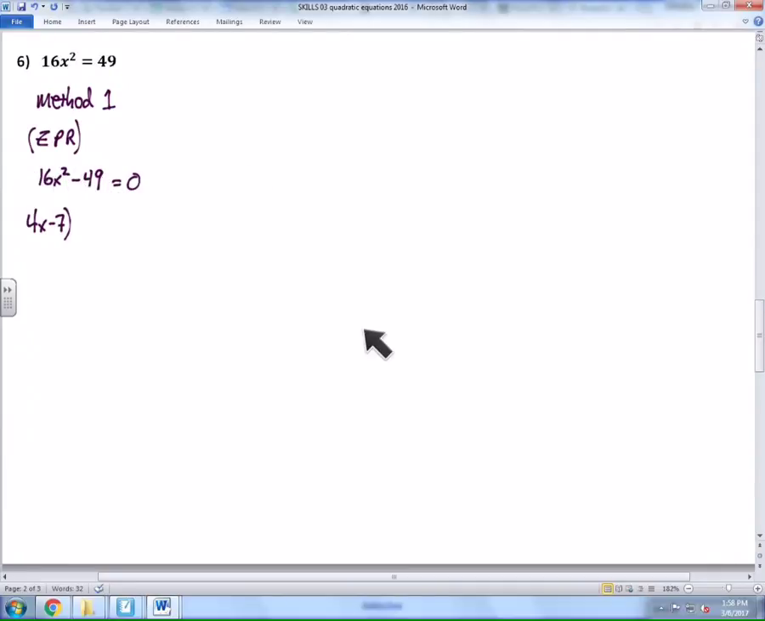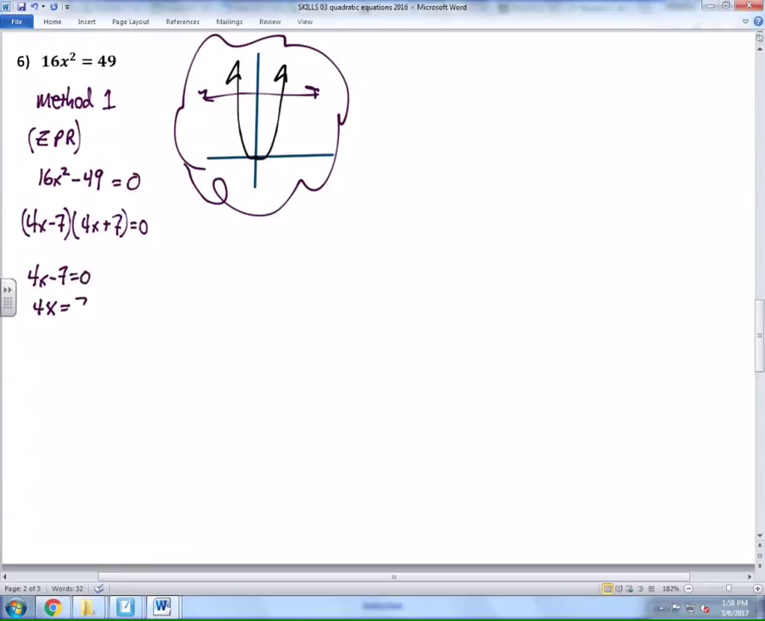Now, if you tried using Magic Pyramid or X-box on this thing, you would have had some very, very large numbers, 16 times 49, that you would have been responsible for factoring. Instead, if you recognize that this is a perfect square and so is that, and they're being subtracted, this is a difference of squares situation, and the factors are automatic, or should be anyway, in which case we could solve each and get two solutions, positive or negative 7/4.